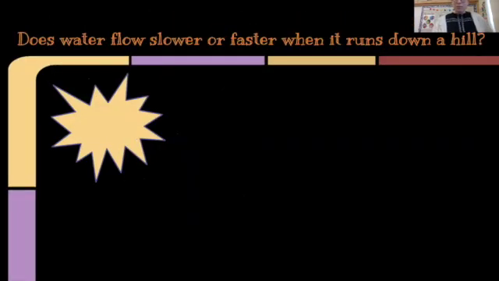Next question. Do you think water flows slower or faster when it runs down a hill? Think about how rivers are formed, how the water hits the top of a mountain first and then trickles down the mountain, and this is how rivers are created. That river water, is it going to flow slower or faster when it's coming down a hill? Pause if you need more time. The answer is faster. Give yourself a point if you got that right.